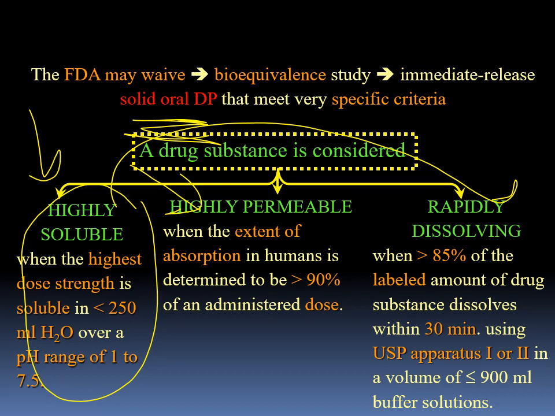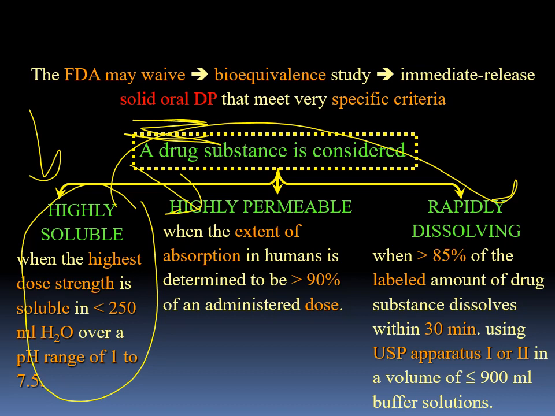For this water, we should try 250 milliliter with pH 1, with pH 2, with pH 3, up to pH 7.4 or 7.5. And of course, you understand why we are selecting this range, because that is the pH range of our GIT, starting from pH 1 or 1.2 in the stomach up to 7.4 in the ileum. So if the highest dose of the drug can dissolve in less than 250 milliliter of body fluid or GIT fluid of stomach or small intestine or large intestine, it means that the drug is highly soluble.